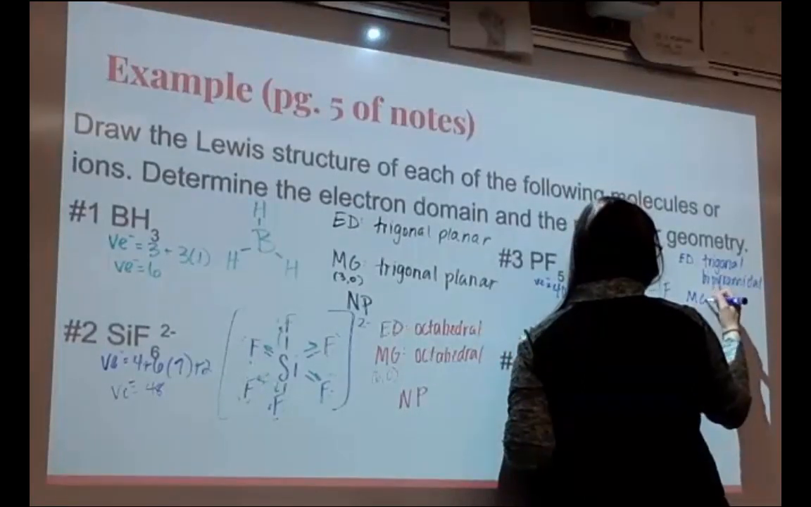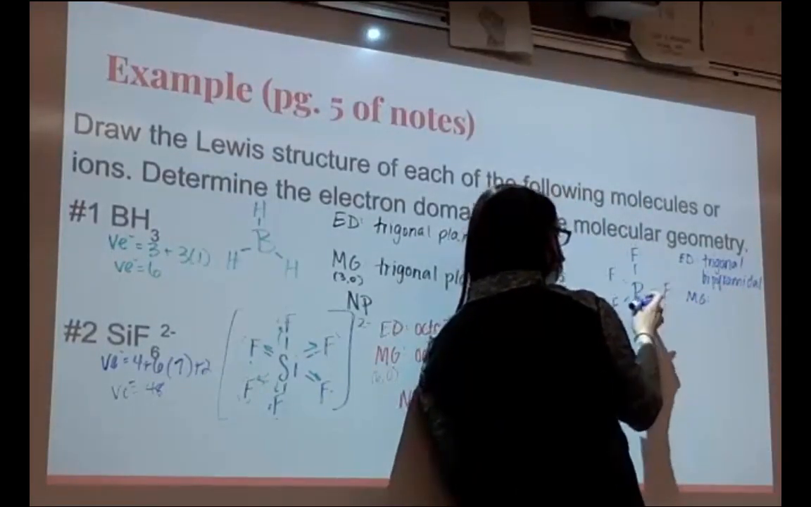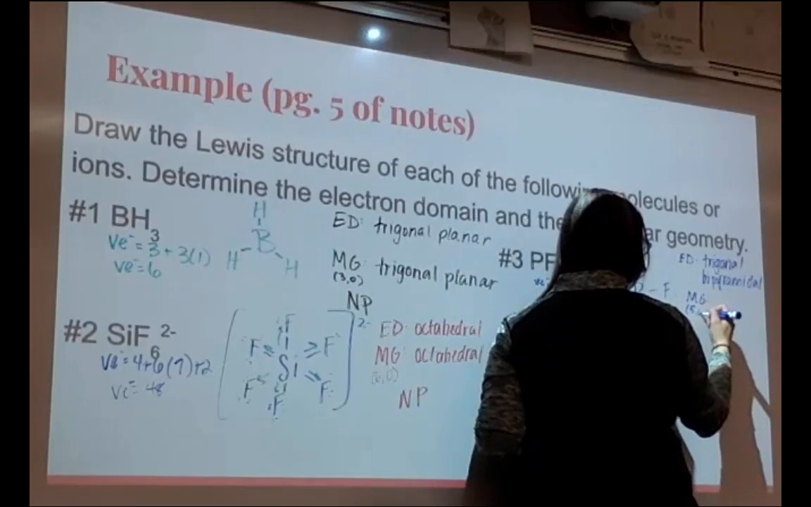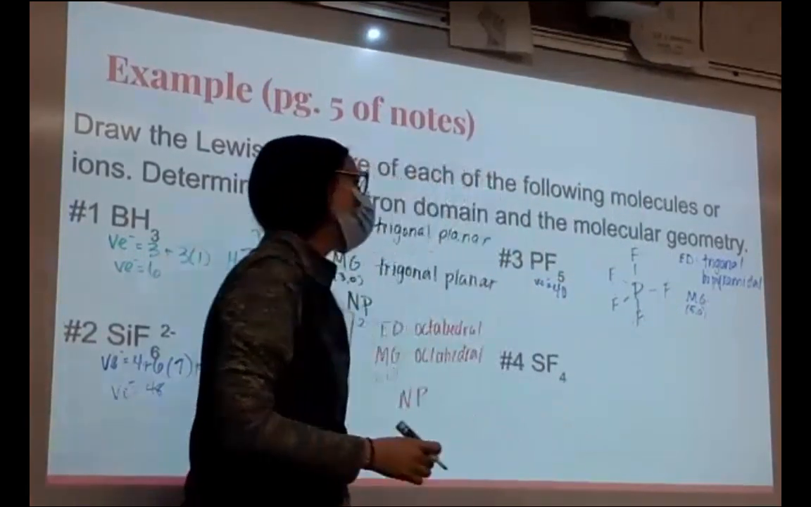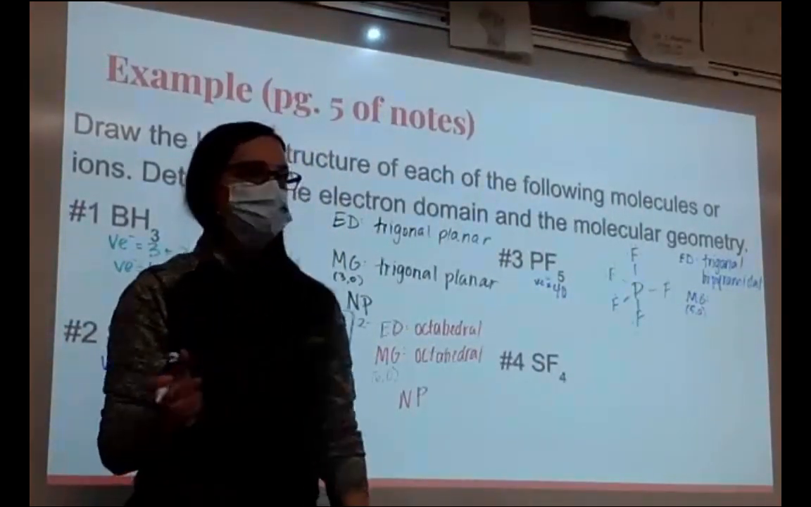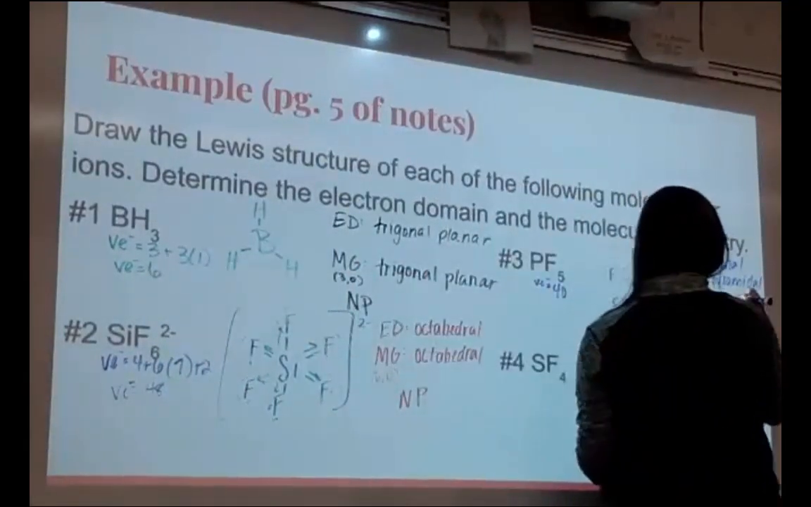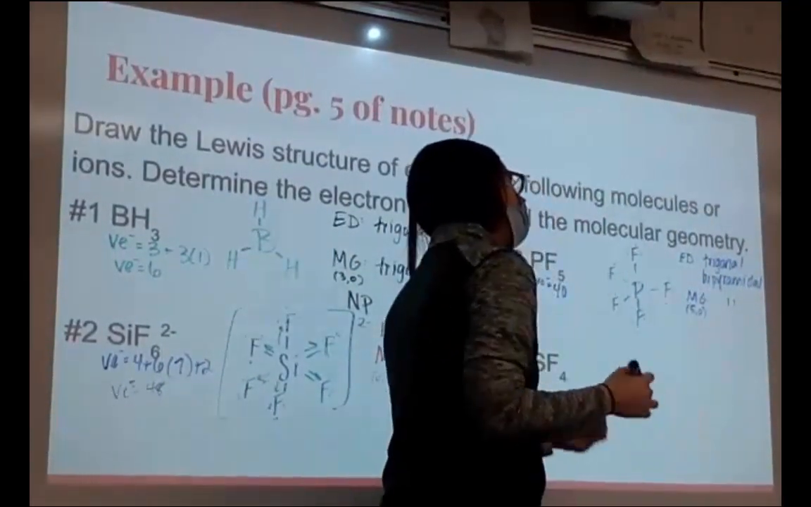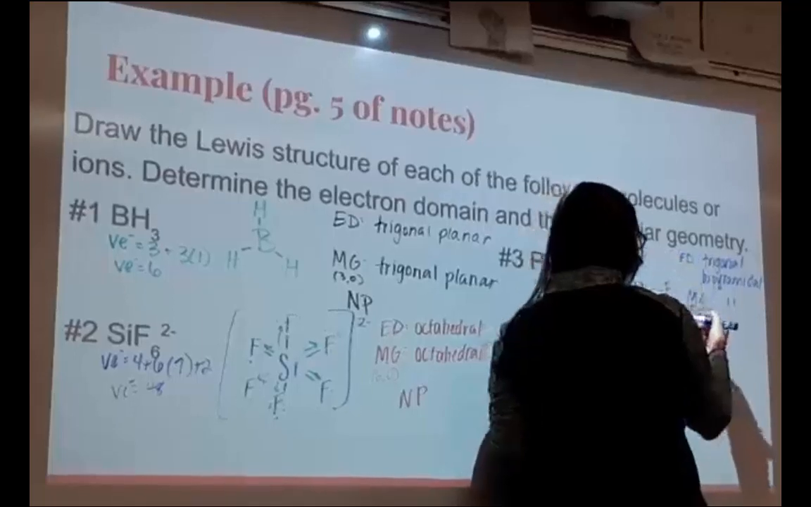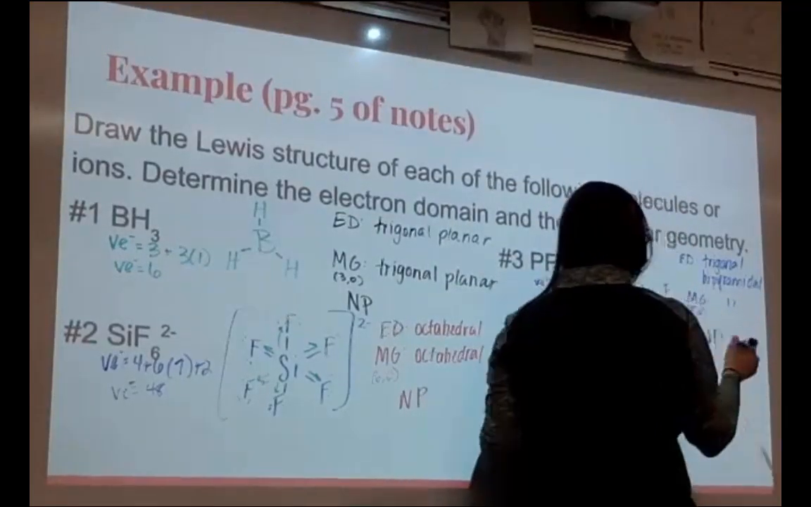So then for the molecular geometry, we have 1, 2, 3, 4, 5 atoms bonded to the central with 0 lone pairs on the central, which is what molecular geometry? Trigonal bipyramidal. And then again, since we're dealing with the fundamental shape, they're all the same. It's a nonpolar molecule.